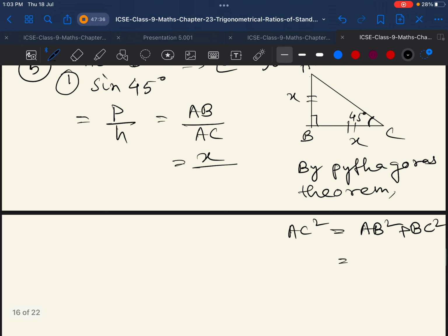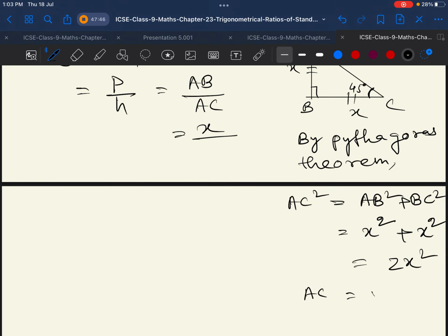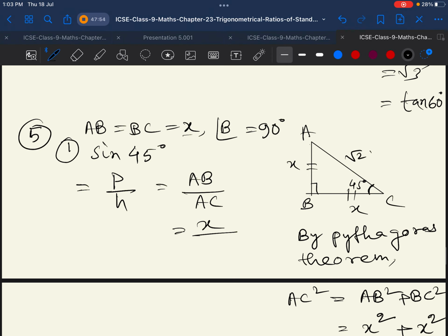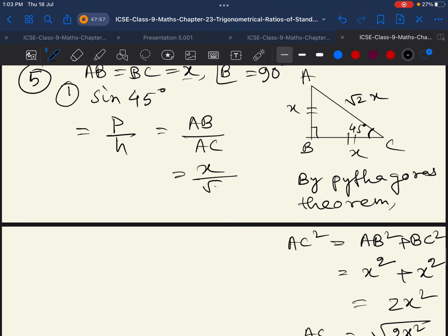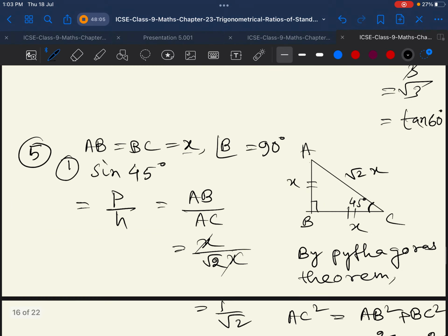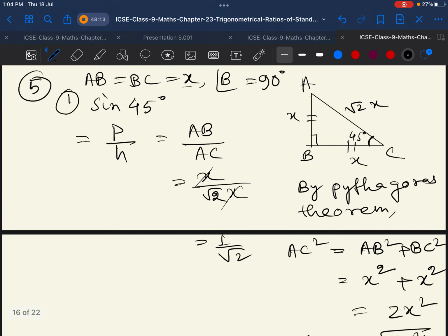So AB squared is x squared plus BC squared is x squared, so 2x squared. So AC will be the square root of 2x squared, which is root 2 into x. So AC is root 2 into x, and you can write x cancels, 1 by root 2. So sin 45 is 1 by root 2, you know.